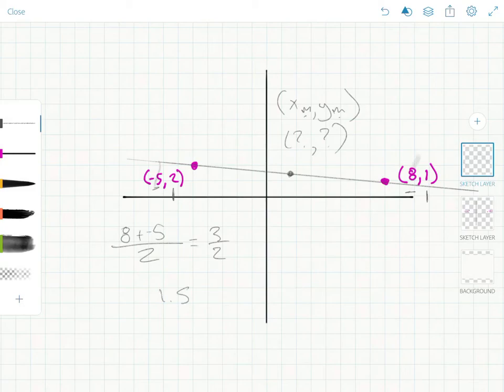And our y coordinate, just the same. Let's take 1 plus 2, divide them by 2. That is also, coincidentally, 3 halves, 1.5. So the midpoint is just 1.5, comma 1.5, or maybe you'd prefer to write 3 halves, 3 halves.